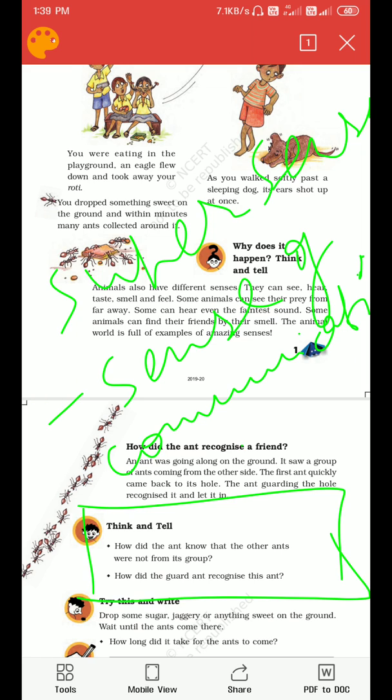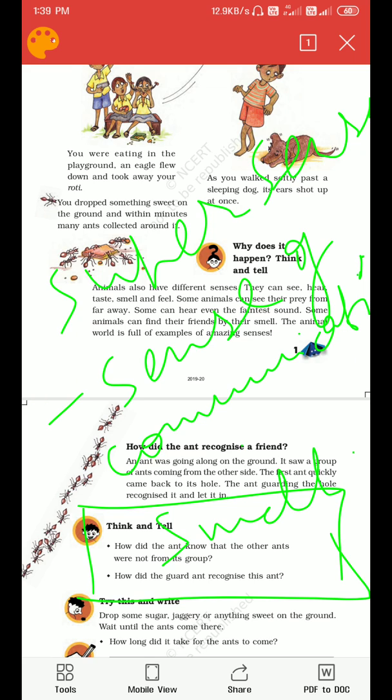All right. So here the question: how did the ant know that other ants were not from its group? With the help of their smell. Because I told you that ants secrete some kinds of chemicals, and when they smell these chemicals, they know whether the next ant which is coming is from their group or not.